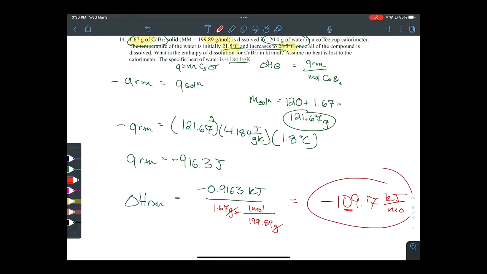We just got a negative delta H. That means it's an exothermic reaction. So you would anticipate the water temperature to increase or decrease? Increase. Did that happen? Yes. So then we at least got the sign right.